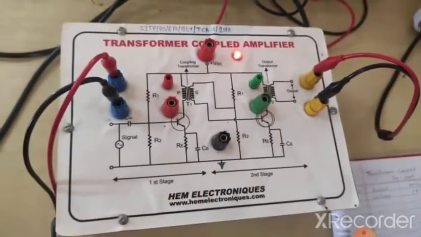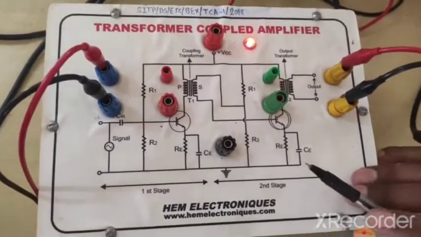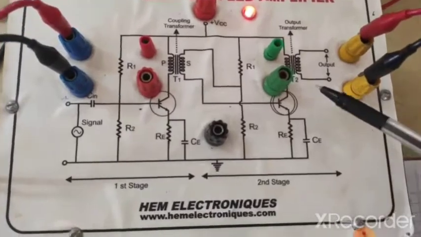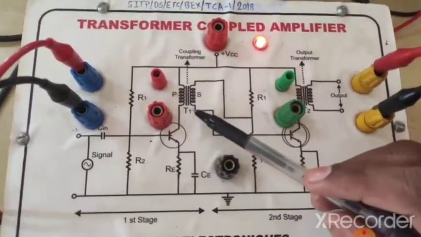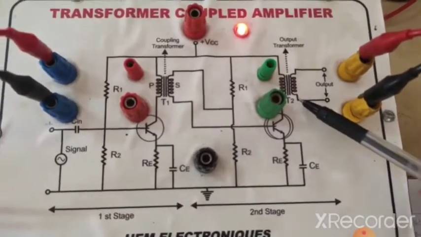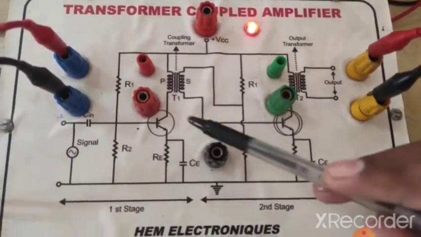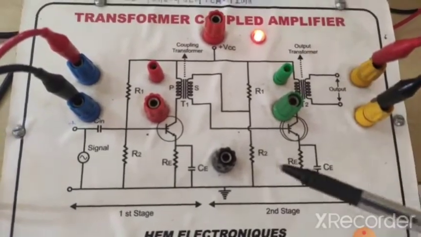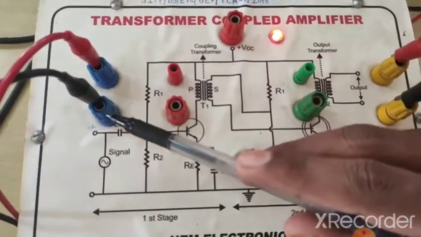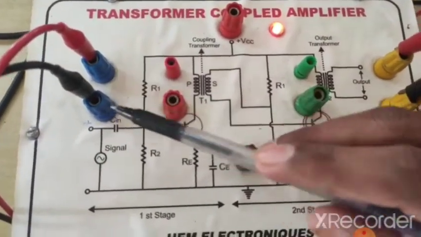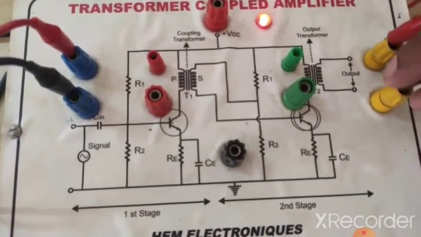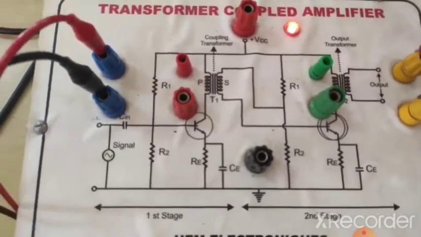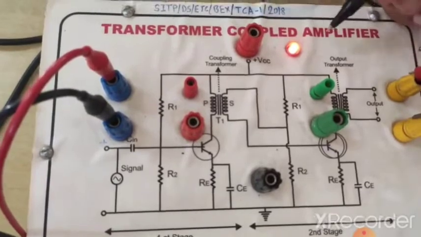So let's go to the practical setup. A similar version of the circuit diagram is shown here. There are two transistors: T1 is the first transistor and T2 is the second transistor. This is the first stage and this is the second stage. Input is applied here, and output is taken from these two knobs. The VCC supply is provided here; there is an inbuilt VCC supply in this kit.